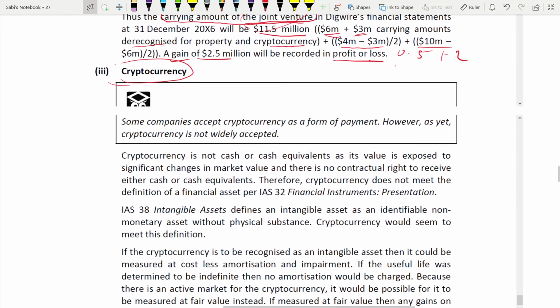Coming to the cryptocurrency, the very important part of this video is this part only, cryptocurrency. I don't mind if you haven't watched the other parts, but this part you have to watch.